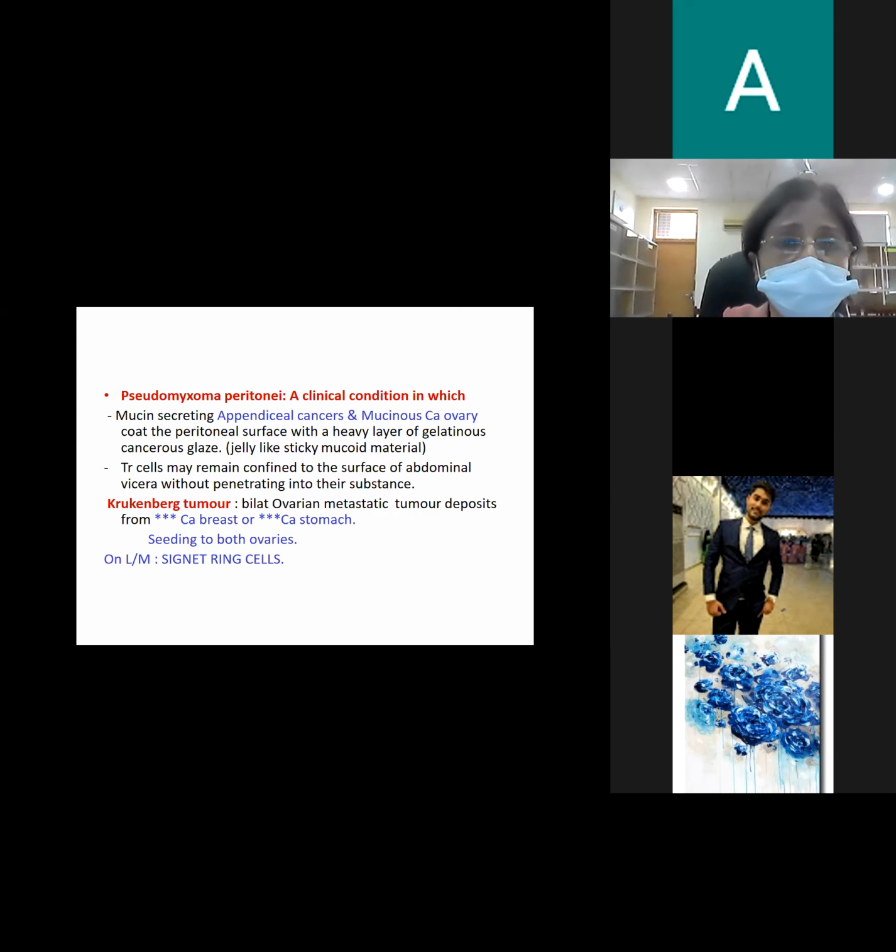It is a clinical condition in which certain mucin secreting cancers of the appendix and cancers of the ovary, they fill the peritoneal cavity with a heavy layer of gelatinous cancerous glaze. And these cancer cells, this jelly-like material, yeah, abdominal viscera के अंदर नहीं penetrate करती. It does not penetrate or invade into the substance of the abdominal viscera, but it just उनके ऊपर एक layer या एक superficial सा coat बना देती. ठीक है, समझ आ रही है? What is pseudomyxoma peritonei?